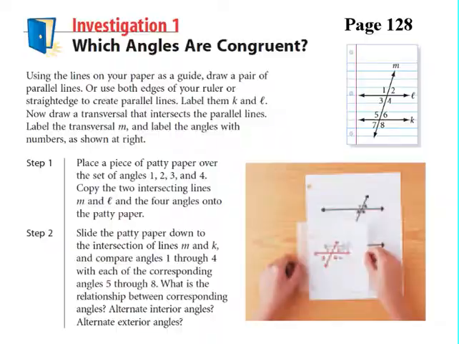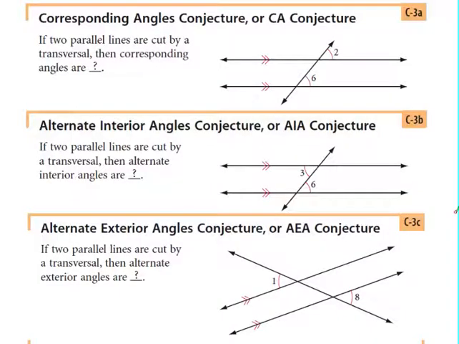Okay? So, we've got some conjectures here. Now, if you can see the board, great. Otherwise, they're also on page 129 in your book. And we're going to go through and fill these in. The first one is the corresponding angles conjecture. If 2 parallel lines are cut by a transversal, then corresponding angles are, what do you think they are? Equal. So what do we say, since we're dealing with geometric figures? Congruent. Good job.